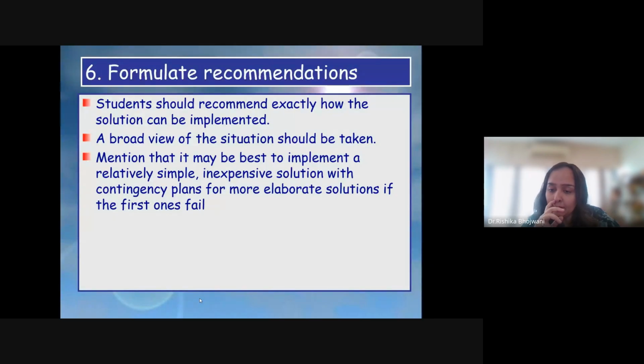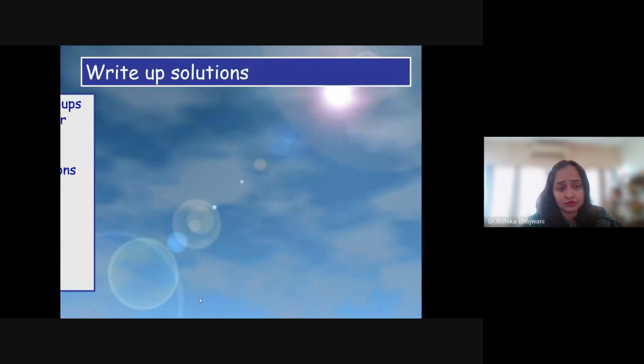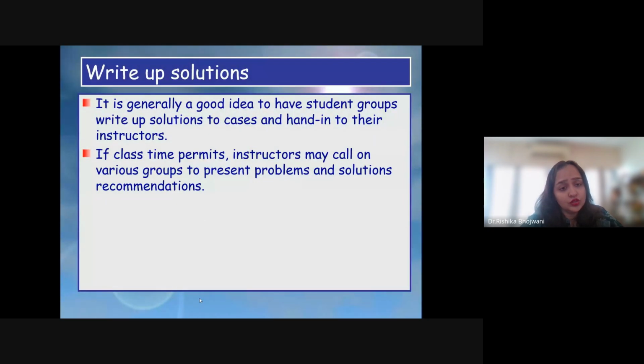Mention that it is best to implement a relatively simple, inexpensive solution, with a contingency plan. What if the plan they came up with as a fabulous solution to the case fails after three months, after a few months, or on the spot? There should be a contingency plan for that: if the first one fails, a backup plan. So they need to write this.